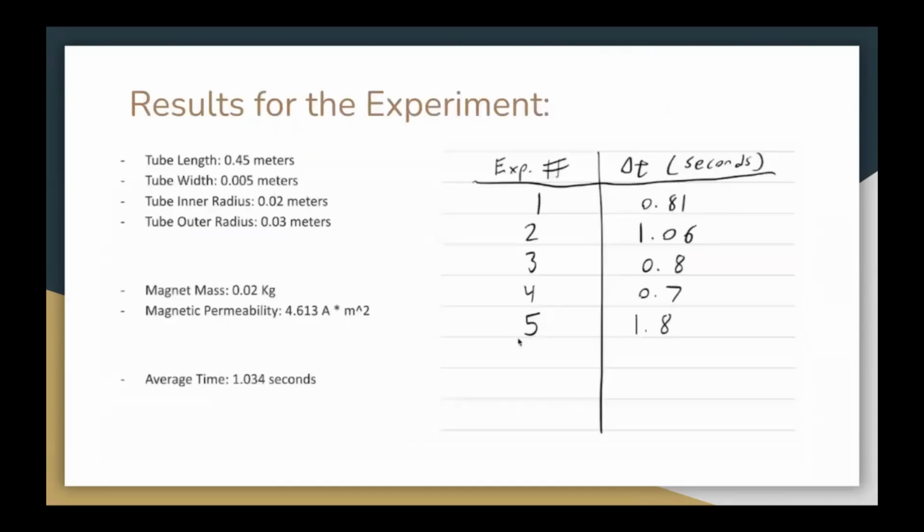The results for this experiment: the tube length was 0.045 meters, tube width was 0.005 meters, inner tube radius 0.02 meters, outer tube radius 0.03 meters, magnet mass 0.02 kilograms, magnetic permeability, as you can see there, and then the average time, as you can see that I calculated, is 1.034 seconds.